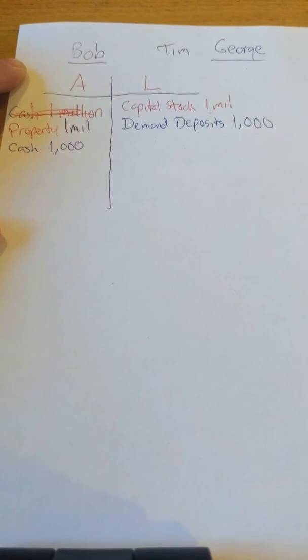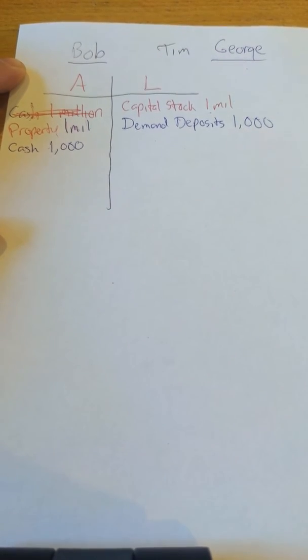of $1,000. Okay, so now we have 1 million, 1,000, and 1 million, 1,000. We still balance. Cool. All right, so now the bank can actually issue loans, which is what they wanted to do in the first place to make money. They're going to loan out George's money to someone else.